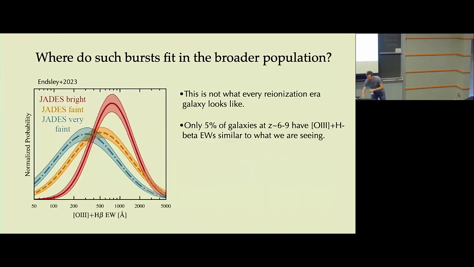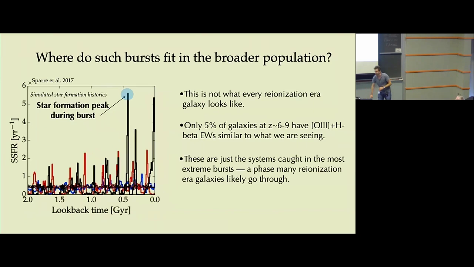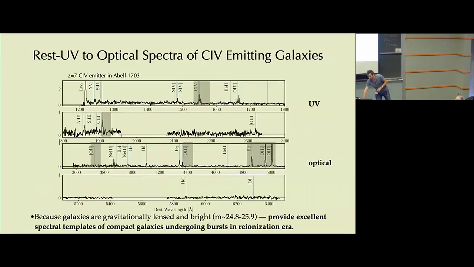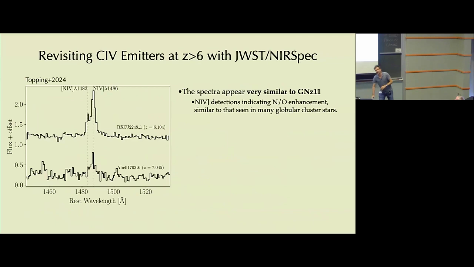So we may expect stellar collisions to be common in these systems, perhaps building up the upper end of the initial mass function. Just to note briefly, this is not what every reionization era galaxy looks like. It's really only that upper 5% of the equivalent width distribution. So these are just the systems caught in the strongest bursts, but likely this is a phase that many reionization galaxies go through.